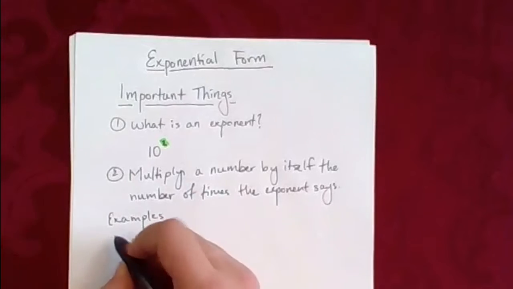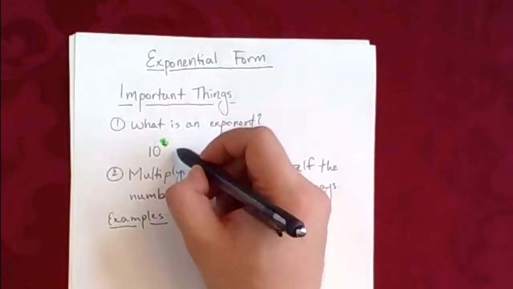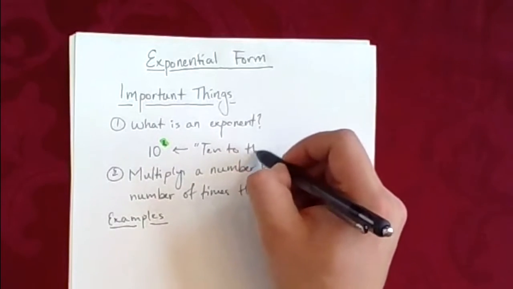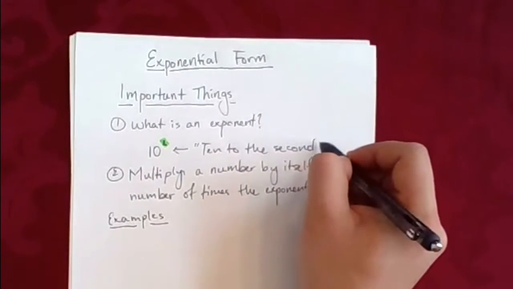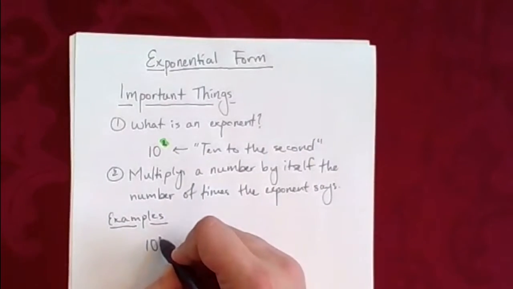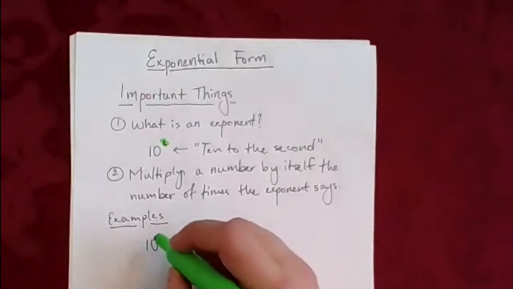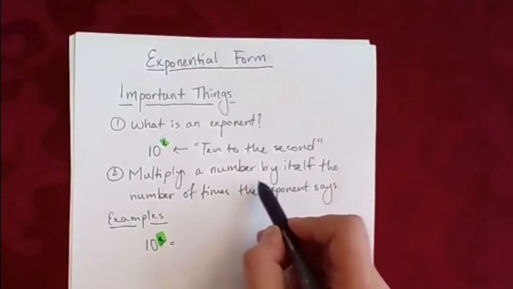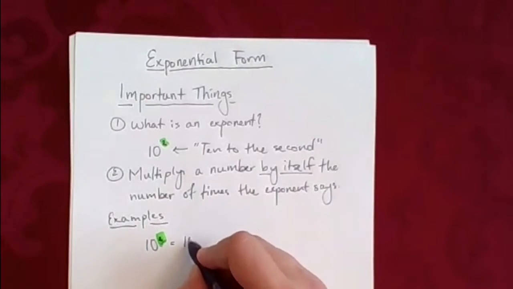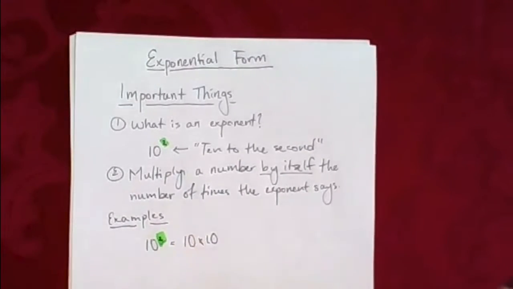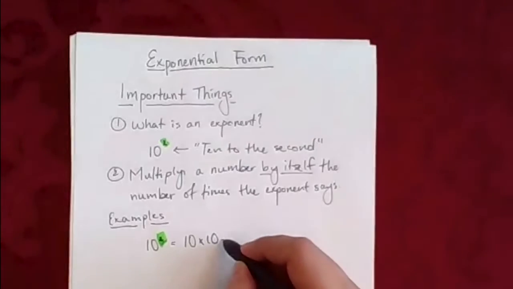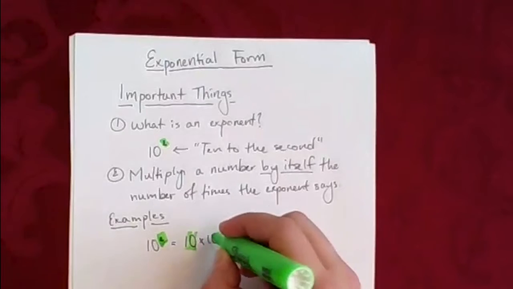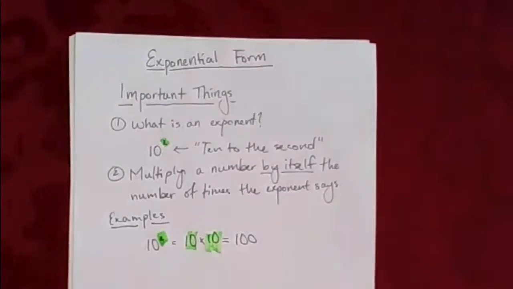let's take that 10 to the second, and that's how we say that. 10 to the second, because it's a 2. So if I have 10 to the second, we're talking about that 2, right? That's the important number. And what that means is multiply it by itself. So 10 times 10, 2 tens multiplied together. And of course, if we do that, we get 100. So 2 tens, the 2 tells us 2 tens.